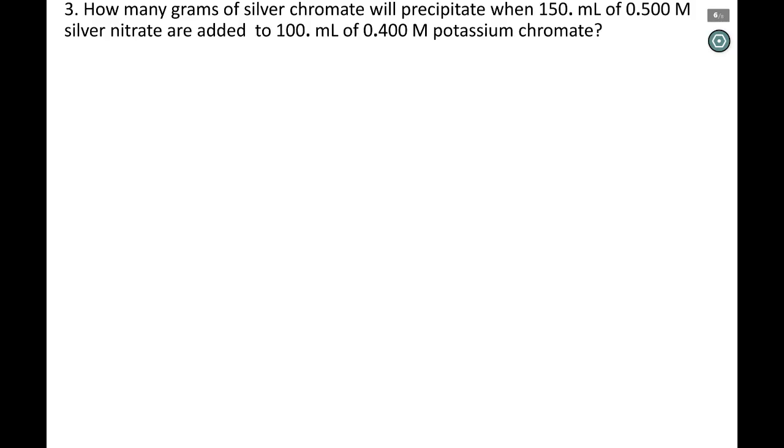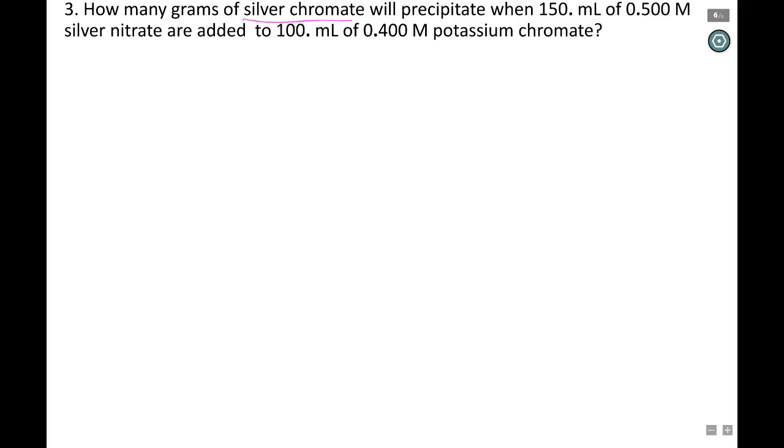Okay, so in this one we're going to be looking at how many grams of silver chromate we will need to precipitate when we have 150 ml of silver nitrate with a concentration of 0.5 mole and are added to 100 ml of 0.4 mole potassium chromate.